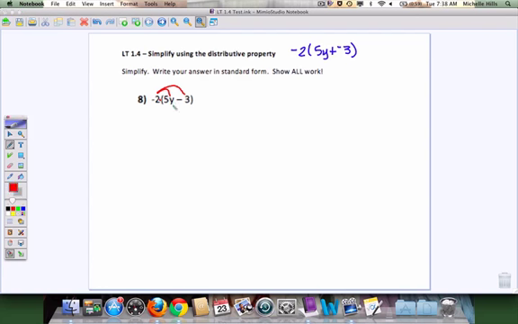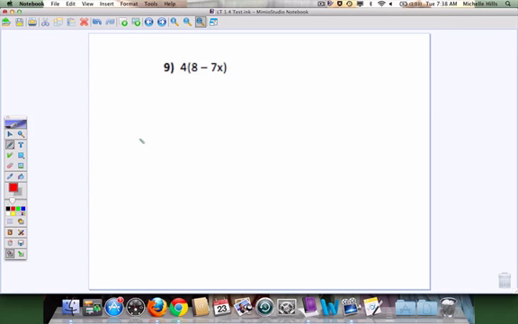So negative 2 times 5y is a negative 10y. Negative 2 times negative 3 is a positive 6, so I write plus 6. It says to write my answer in standard form. It's already in standard form. I can't combine a y term with a constant because they're not like terms. The variable term should go before the constant in the final answer. So I'm done with that problem.